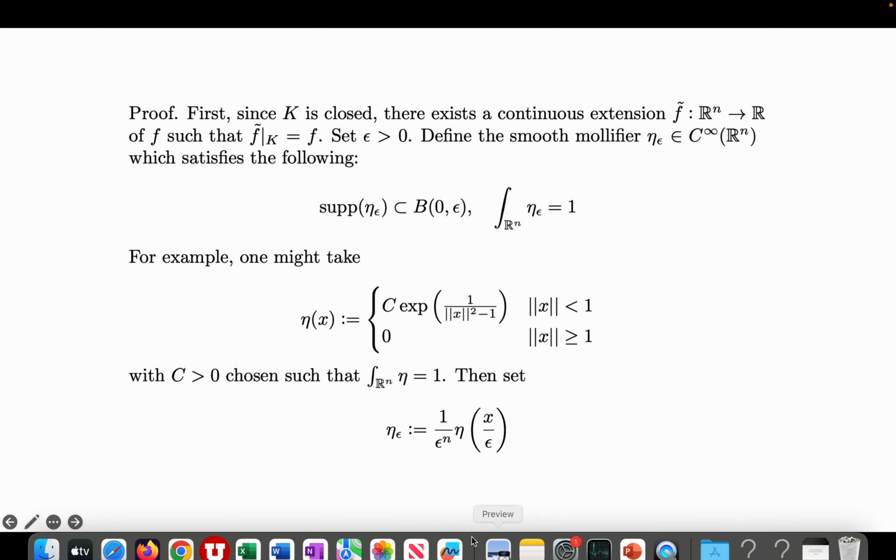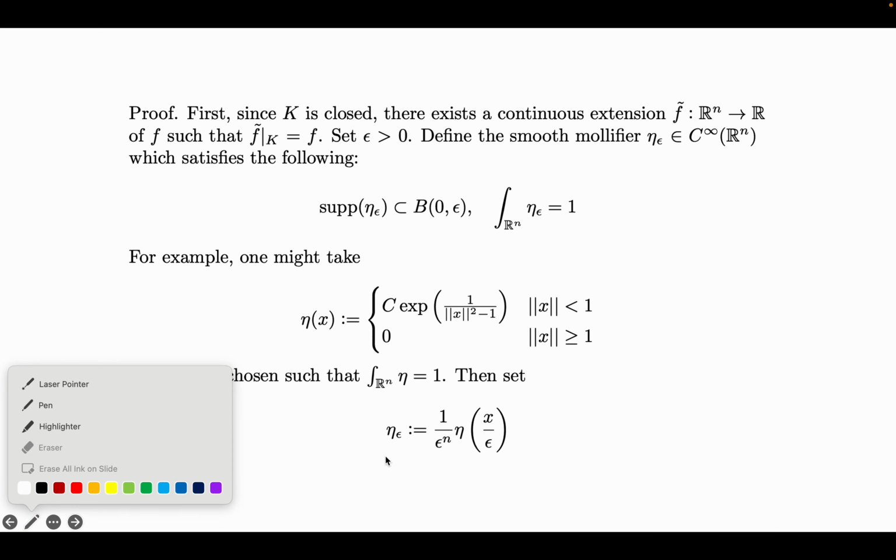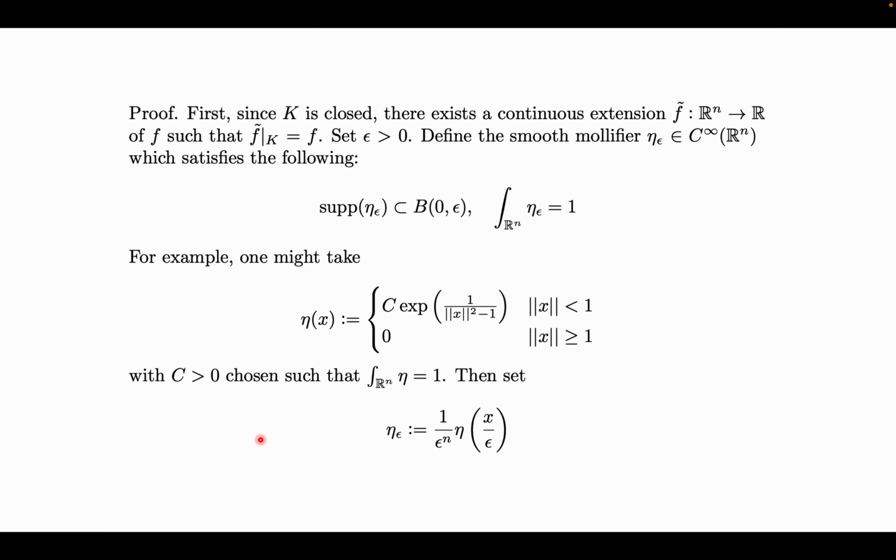Okay, finally we're going to scale eta. We're going to choose this eta epsilon, which is scaled on the outside by a factor of 1 over epsilon to the n, and the argument of the function is scaled by 1 over epsilon. Scaling the argument by 1 over epsilon ensures that the support of eta epsilon stays within the ball of radius epsilon centered at 0, as we require. And this outside scaling by 1 over epsilon to the n ensures that the integral over Rn remains 1.